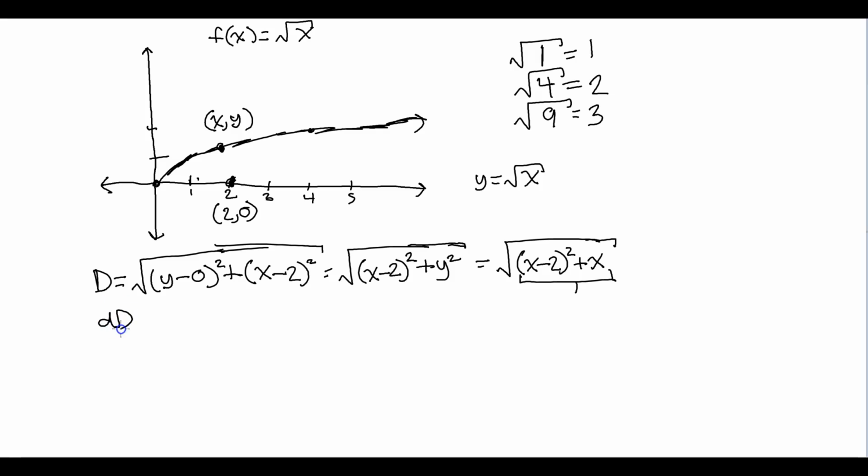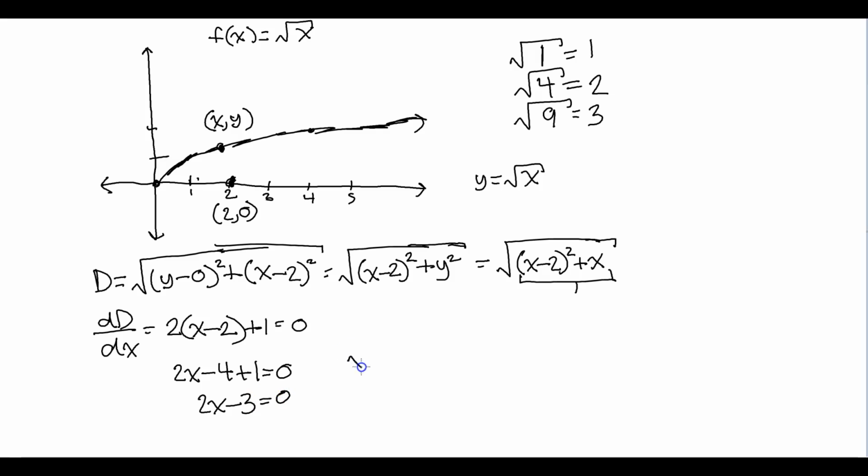Okay? So we have dd dx. Okay, I really shouldn't have picked d for that, but okay, dd dx. Okay, and we're going to take the derivative of this function. So that's 2 times x minus 2, it's chain rule, times 1, so it doesn't really matter, plus 1 equals 0. Okay? Now, we have to solve this for 0. So 2x minus 4 plus 1 equals 0. So you have 2x minus 3 equals 0. So that gets us x equals 3 over 2.